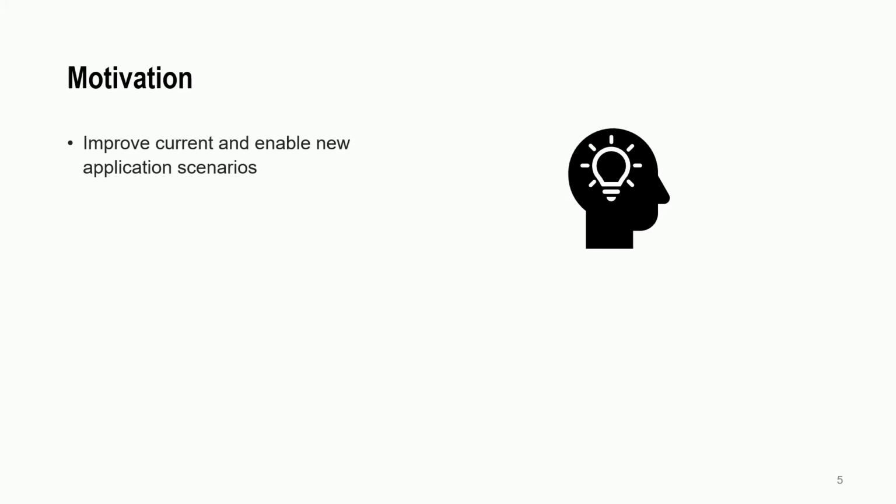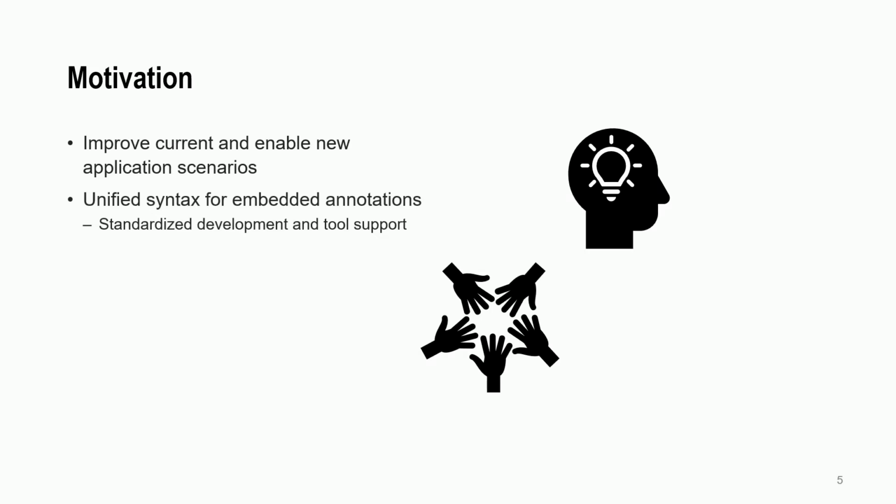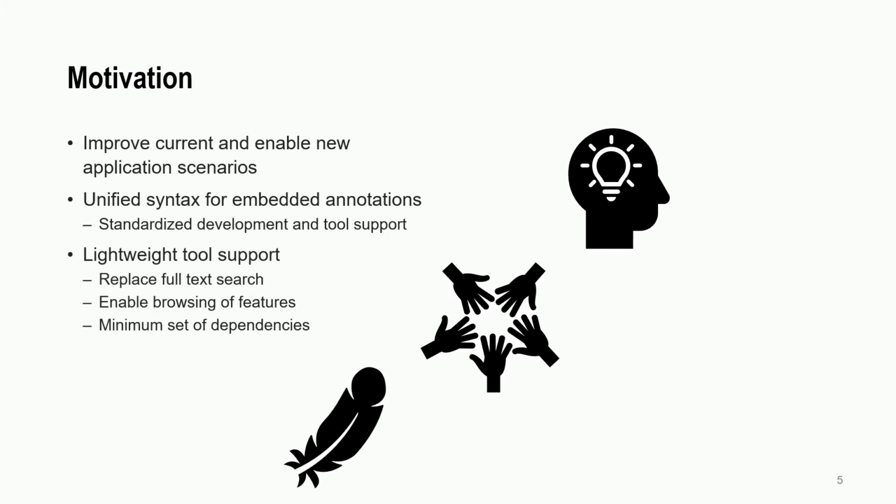The motivation for this work is to improve current use cases and enable new application scenarios. For this, we need a unified syntax for embedded annotations, because only when this is standardized do developers know what they can expect from the tools, also to work over project boundaries in the same way, and tool creators know how the developers are going to use them. This is something we want to support with a lightweight tool to replace full textual search, to be able to browse through your features, and it shall come with a minimum set of dependencies.